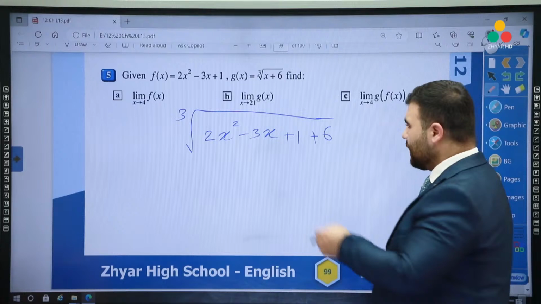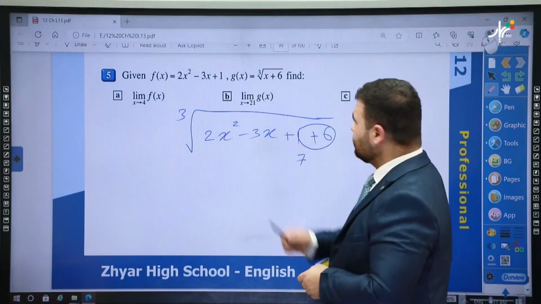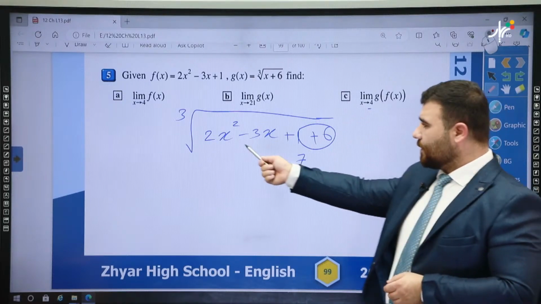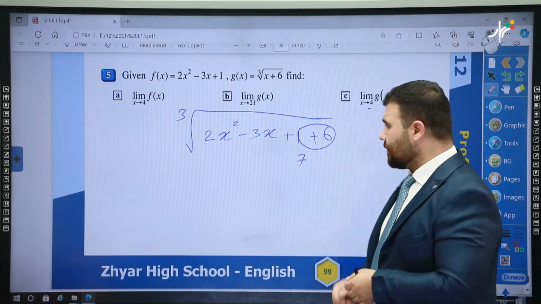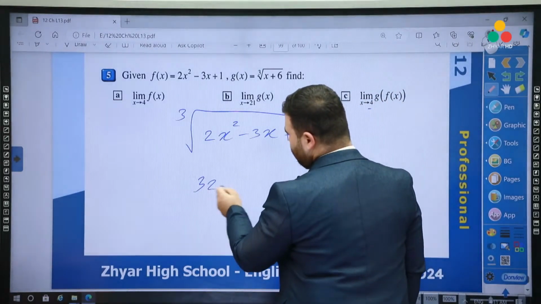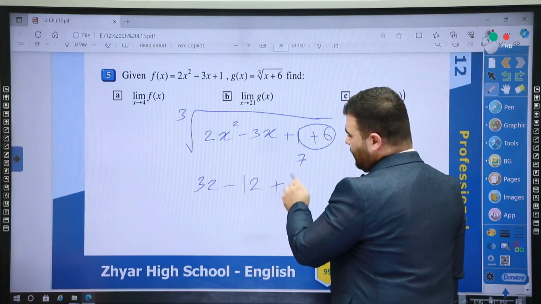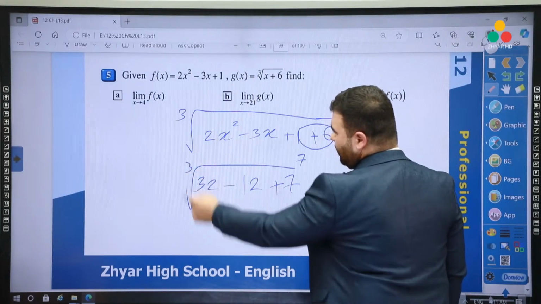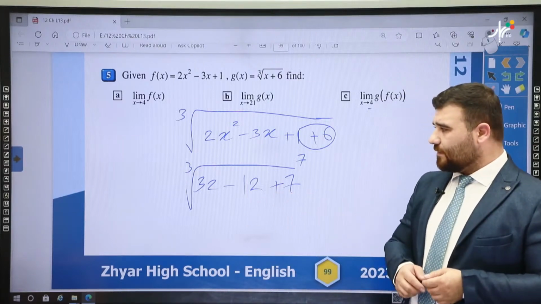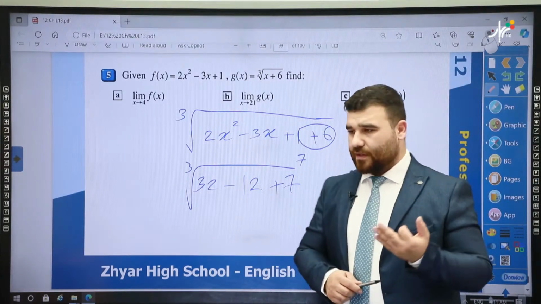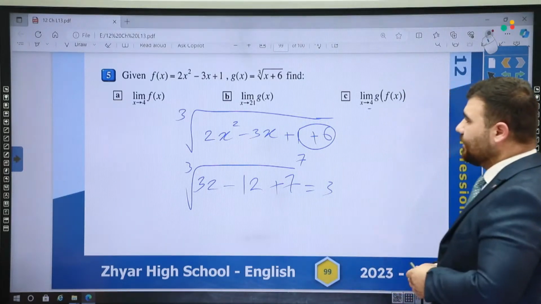This way is better. Now here, if we do this, this will be 7. Then x approaches 4, put 4 in place of each x. 4 squared is 16. 2 times 16, 32. Minus 3 times 4 is 12. Plus 7, all under cubic root. We can easily get the answer. It will be 20 plus 7, 27. Cubic root of 27 is 3. The final result is 3. That was the answer of part C.